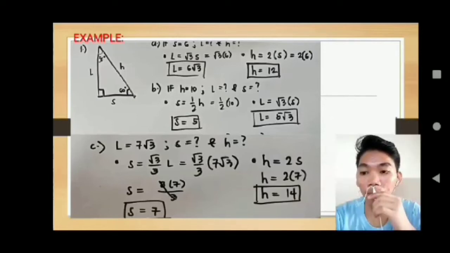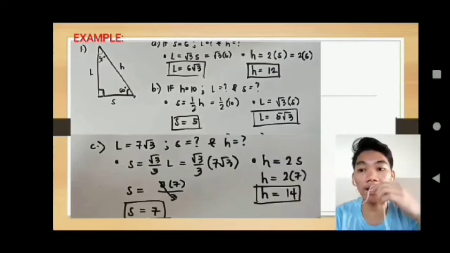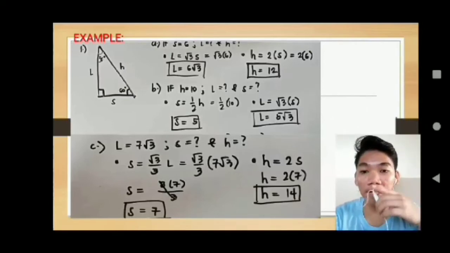Then, next, para makuha naman natin yung hypotenuse, which is given naman na yung shorter leg natin, which is 7. So, ito times 2 lang natin siya, magiging 14. So, ganun lang siya kadali, guys. Pero, pwede natin siyang i-recheck gamit yung Pythagorean Theorem.